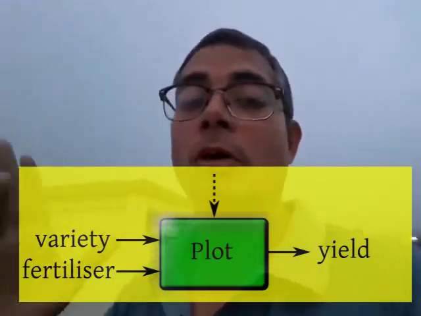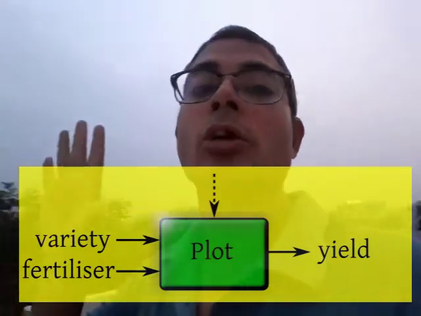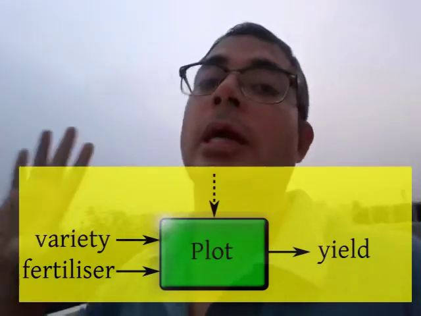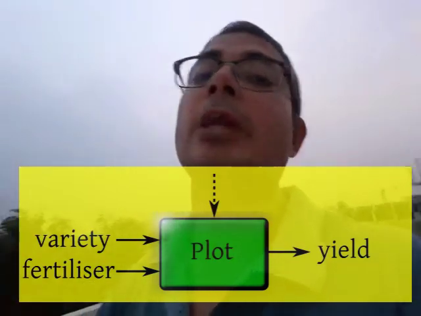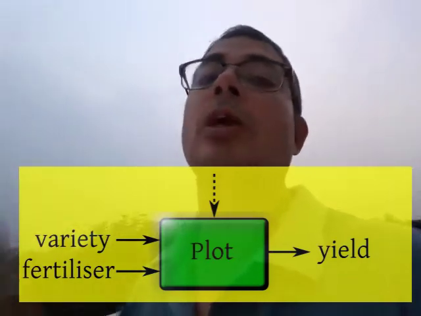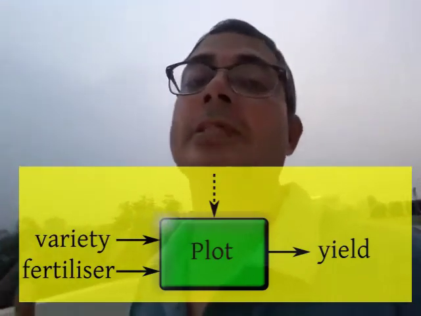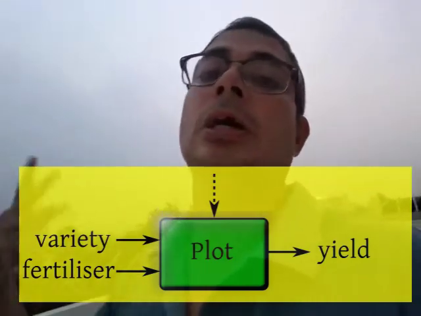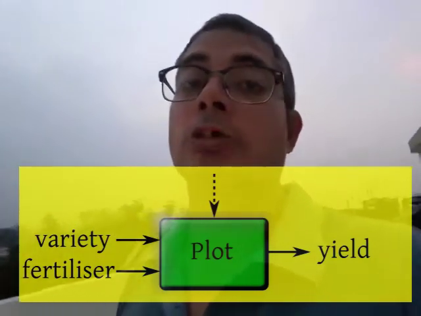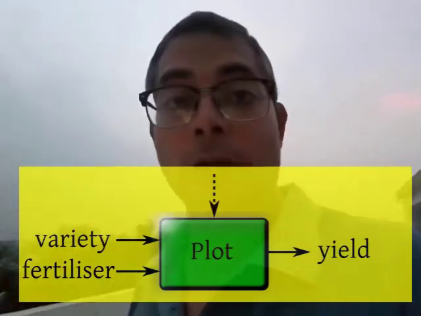You have 24 plots. So randomly split all those 24 plots into 6 groups of 4 each. And then apply the corresponding pair to each one of them. So variety 1, fertilizer 1 goes to 4 plots, randomly selected. Variety 1, fertilizer 2 goes to the next 4 randomly selected plots, and so on. So the way we randomize is now different because fertilizers are under our control.